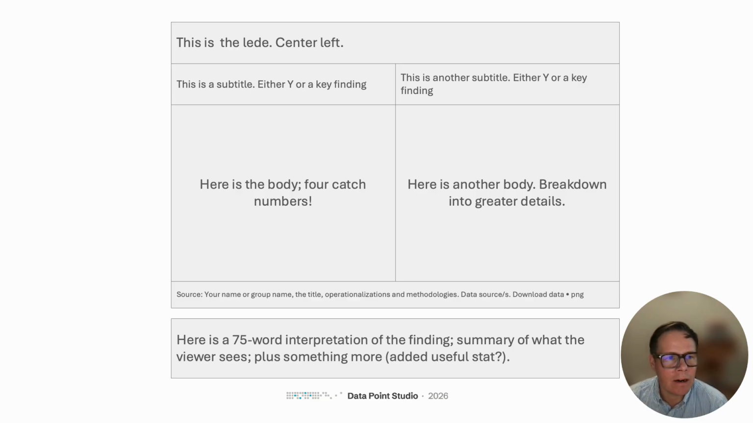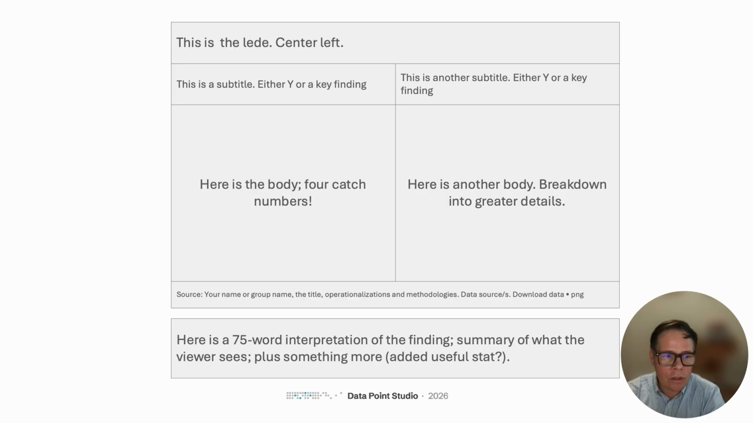So what am I doing here? I'm going to have a header. It's going to be our lead, and it's going to be sitting above both siblings. Then I'm going to have subtitles, or if I'm going to use the same measure, the same y-axis, then I might actually put in a key finding there. Below that, I'm going to have 2 different visuals. And then below there, hugging right up against the graphs, I'm going to have my footer.